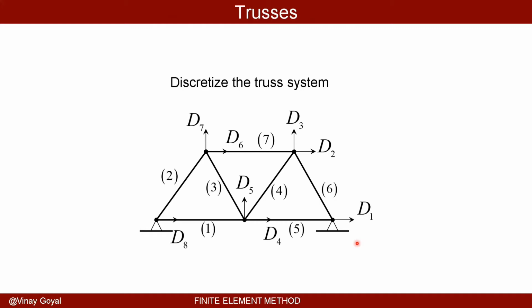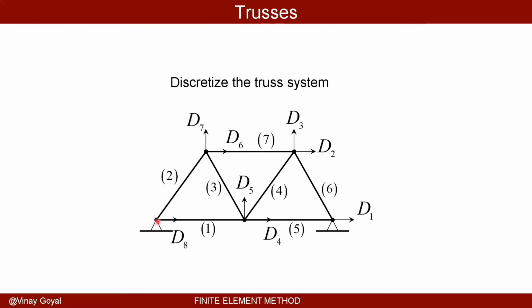Discretizing the truss system. That's the first step. Given a truss system, here I have, and it's a very busy picture, so I apologize, but let's look at what we have. We have a truss system here, and this truss system has 1, 2, 3, 4, 5, 6, 7 trusses right here. So the first step is to discretize the system. I know there are 7 trusses, so I'll number them 1, 2, 3, 4, 5, 6, 7.